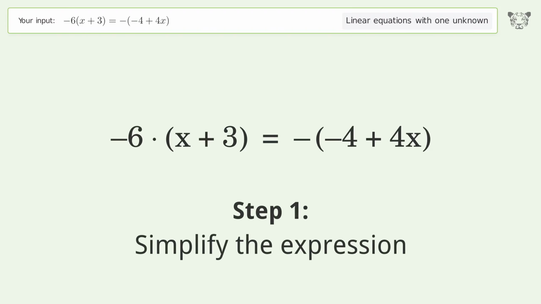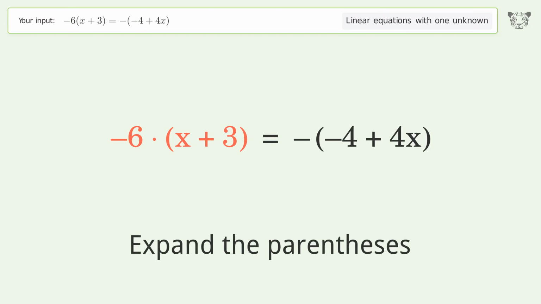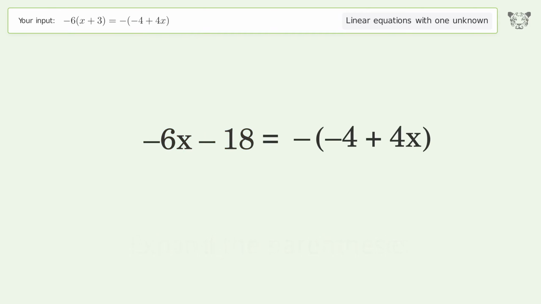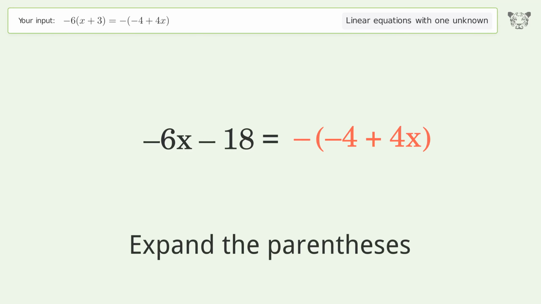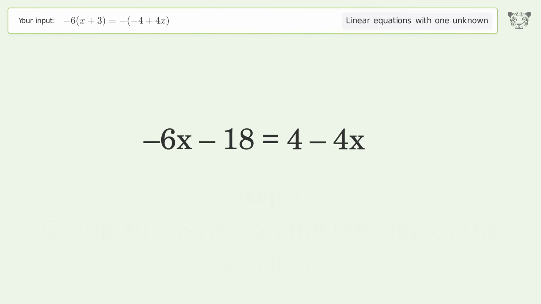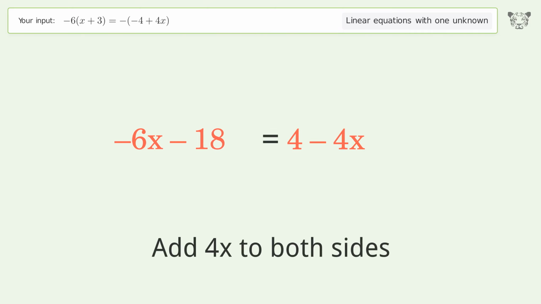Simplify the expression. Expand the parentheses. Simplify the arithmetic. Expand the parentheses. Group all x terms on the left side of the equation. Add 4x to both sides.